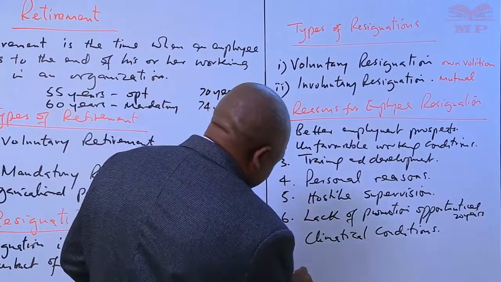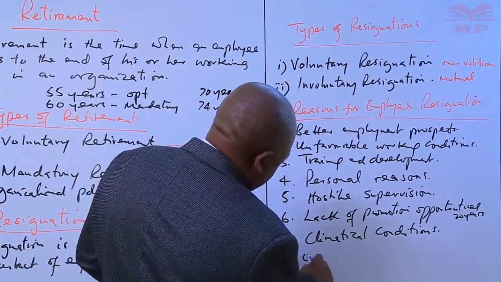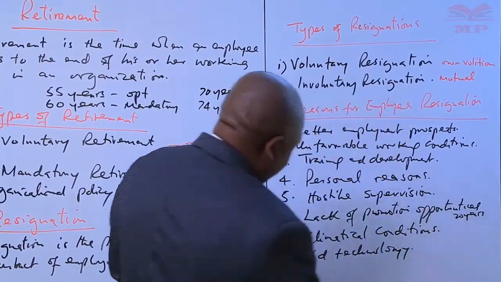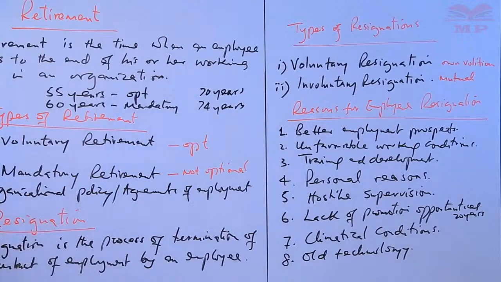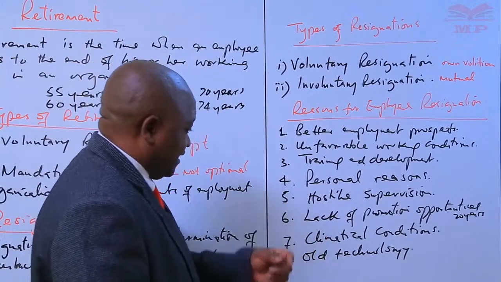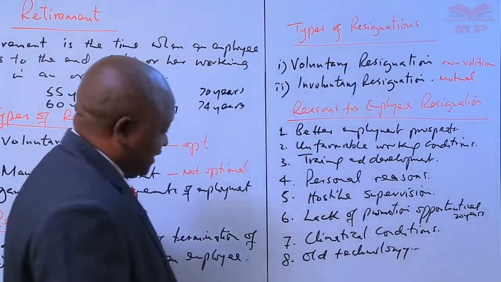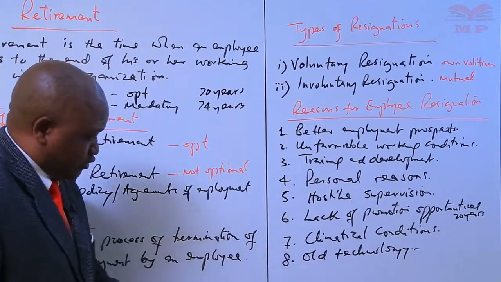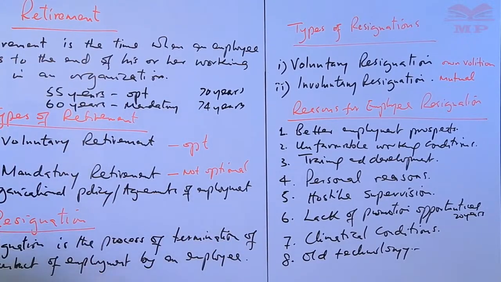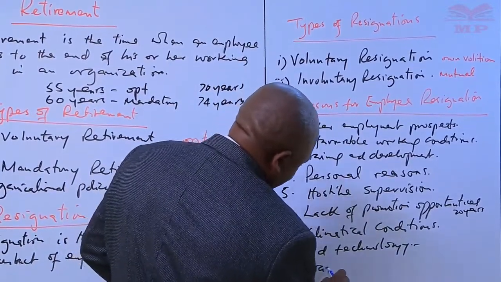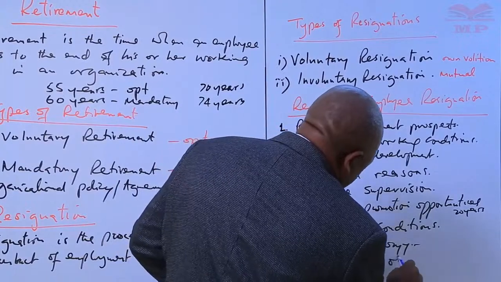Then number 8, old technology. Younger employees especially may want to be associated with new technology, and if an organization is using obsolete technology, that could make employees leave so that they can go and work in organizations that have modern technology. So this could be some of the reasons. There is also the element of poaching by other employers.